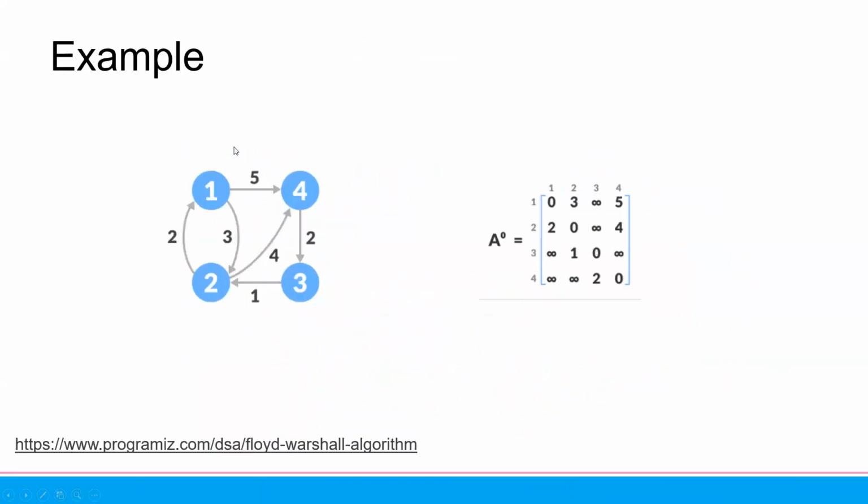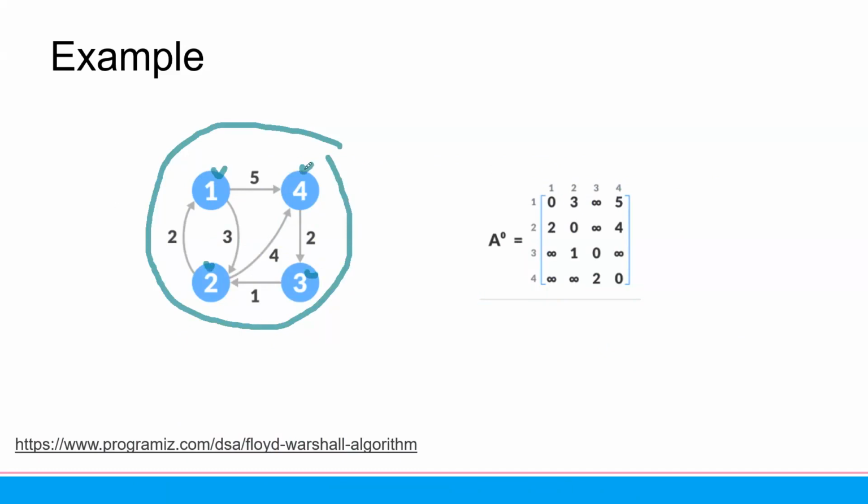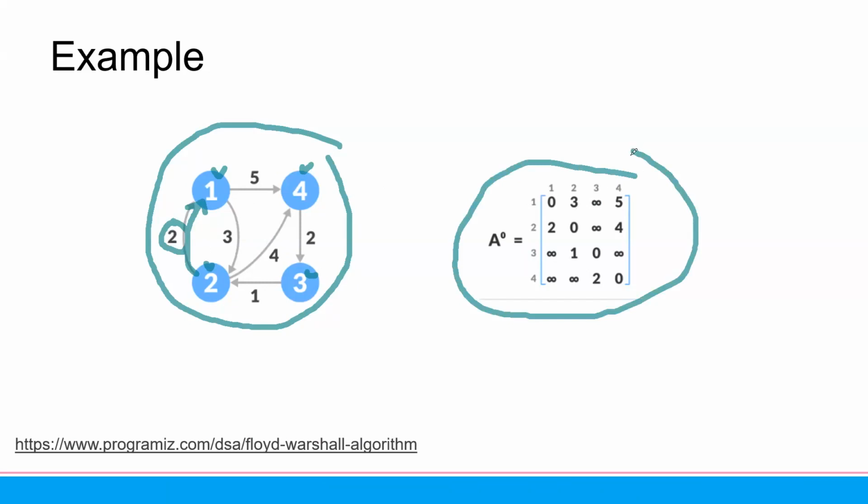So let's see just a simple example with this graph. This is a graph, a directed graph. There are 4 nodes, 1, 2, 3, and 4. And each of these edges has a weight. So we want to put the weights into this matrix A0. Okay.